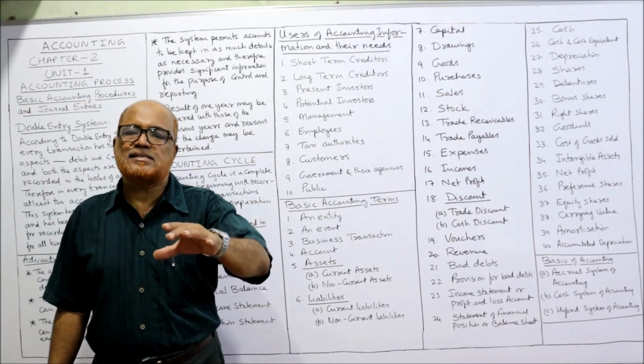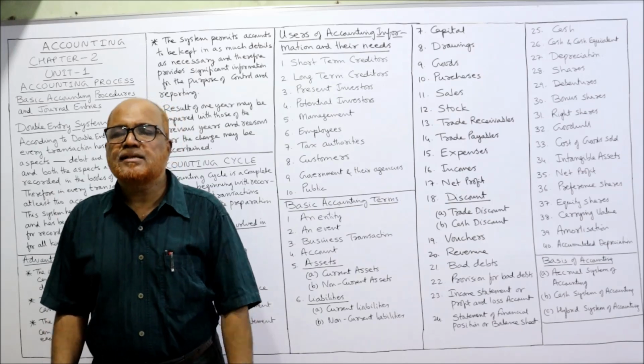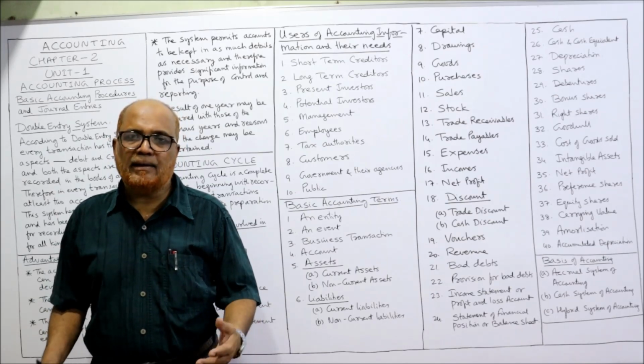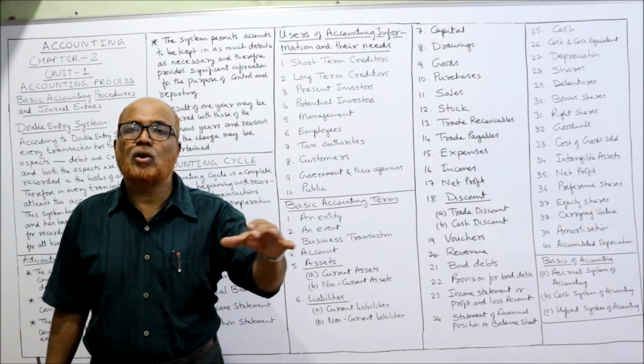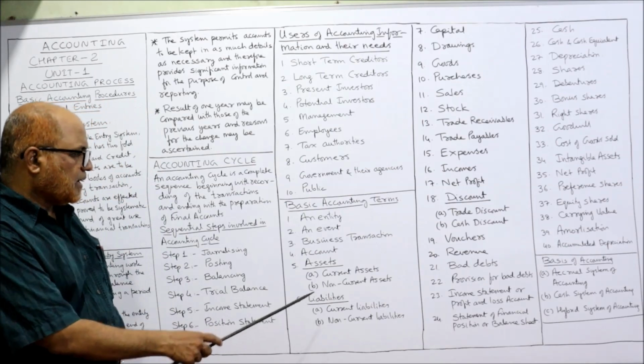Non-current asset, an asset which will be held by the business for a long period of time. Example, machinery, furniture, then vehicles, and then building. All these are the non-current assets which are used by the business for a long period of time.